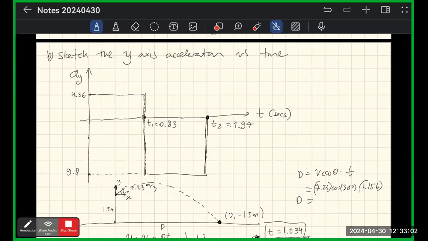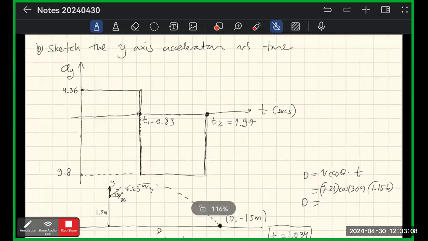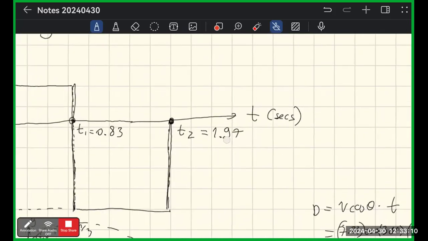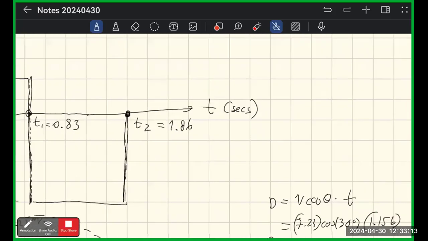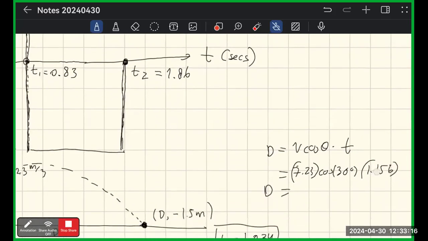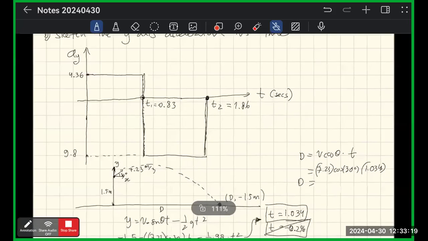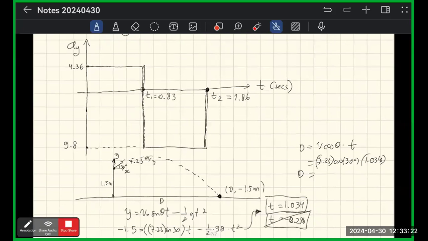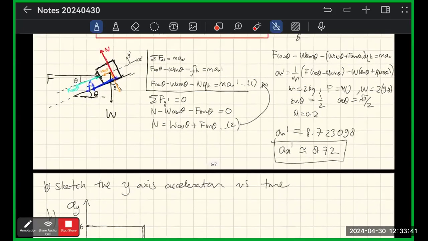And the 0.34 would be 1.86. Then 0.23 cos 30. Yeah, the d is 0.47. Yeah, and we find the answer for C. This is for B. This is for A.